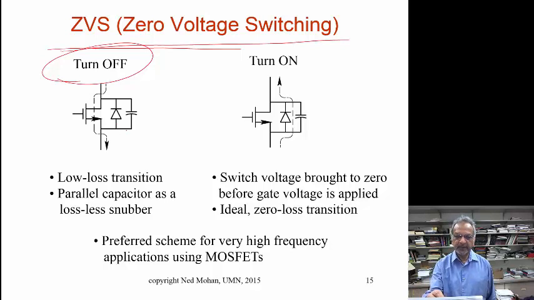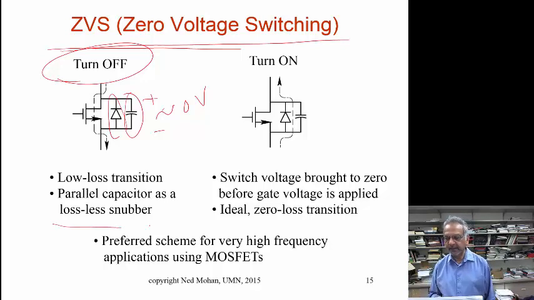They are shown explicitly over here, as you see. So before we turn this FET off, the current is flowing through, let's say, the channel of this FET, and then as soon as we remove the gate voltage, because of this capacitor, which has essentially zero voltage here, this is a zero voltage turn off, essentially. So this parallel capacitor acts as a lossless snubber.